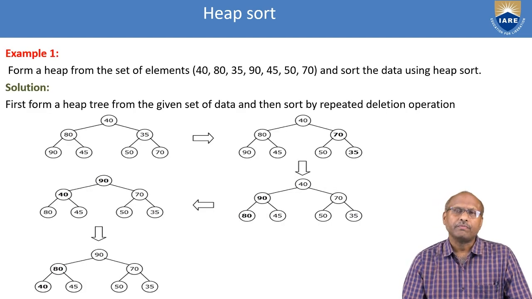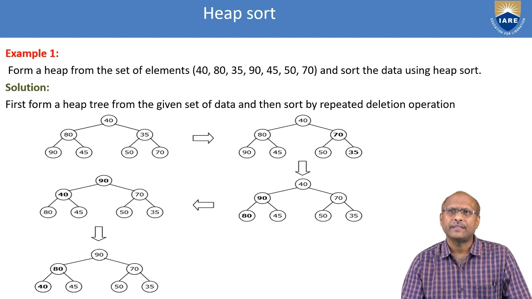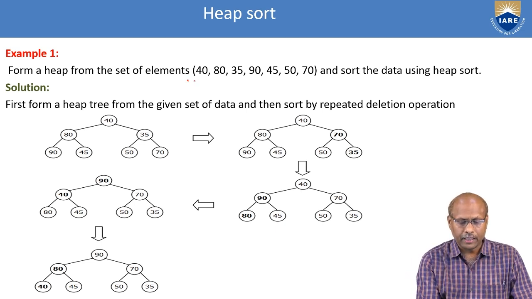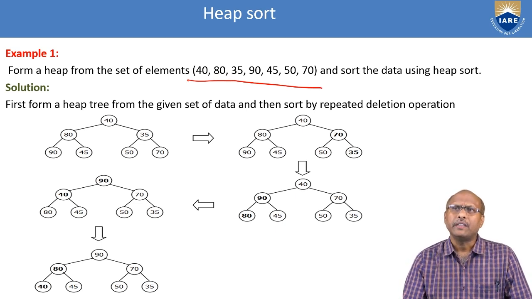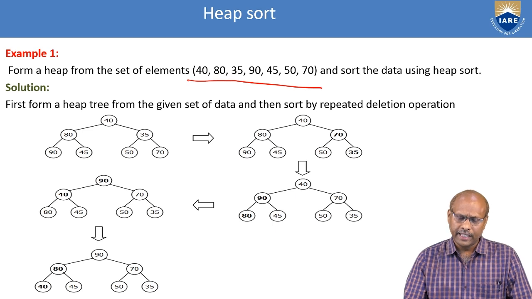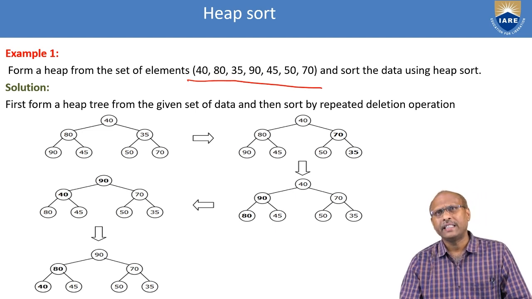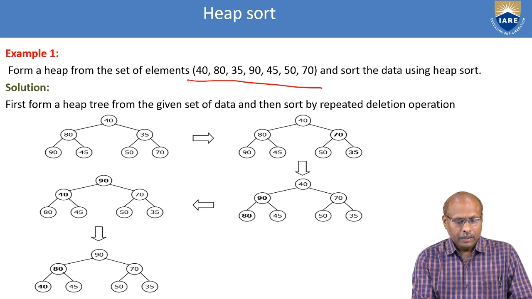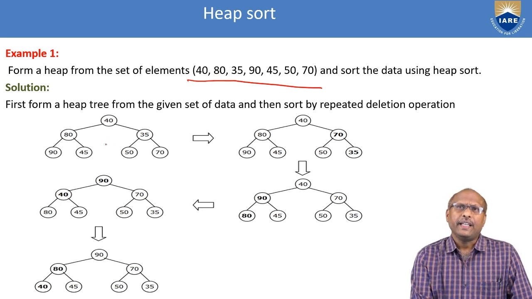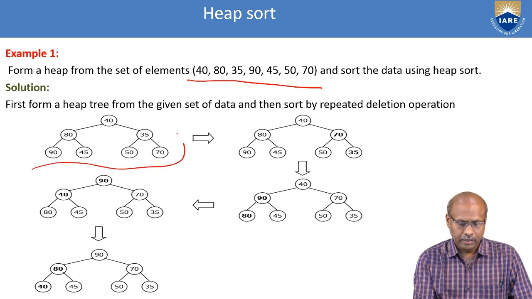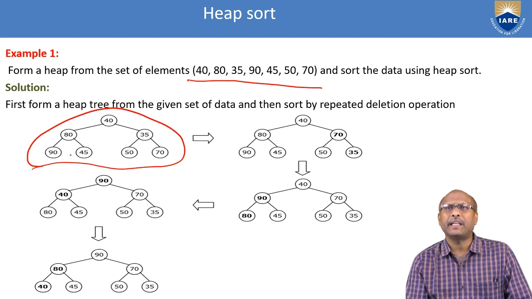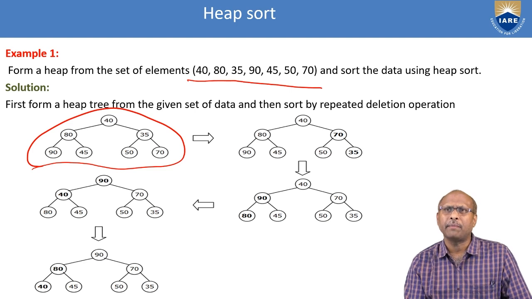You can observe here how heap is constructed. Please observe here. I am having the set of data 40, 80, 35, 90, 45, 50, 70. Now this data you have to sort it by constructing a heap. Please observe here 40, 80, 30, 55, 90, 45, 50, 70. This is a binary tree, complete binary tree. So whatever the data is given, I kept a simple binary tree, complete binary tree.